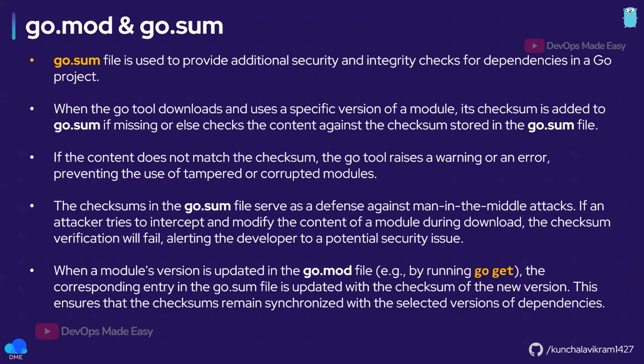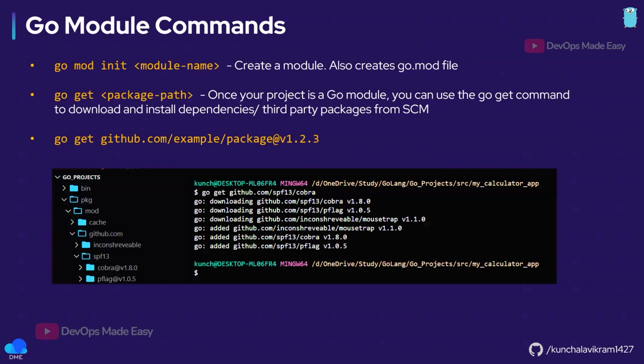So this is just like a security measure, which will help you identify if you are using proper Go packages or not, or whether those packages are corrupted or tampered with when you try to pull from the internet. So this is the reason why the go.sum file is used, basically to check the integrity of your dependencies. Okay, and make sure that you are using proper Go packages.